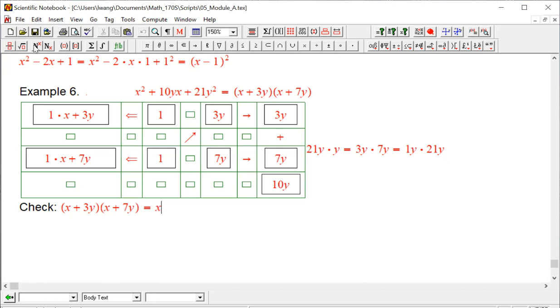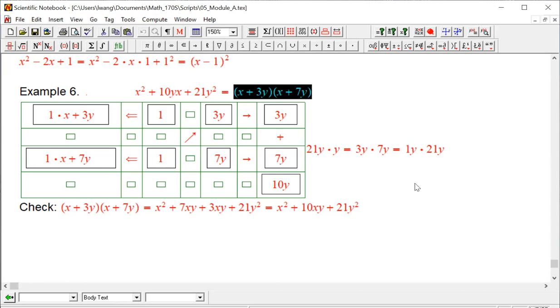So x times x is x squared plus 7xy plus 3xy plus 21y squared. And after combining like terms, we get over here 10xy. So these are the factors. These are the correct factors.